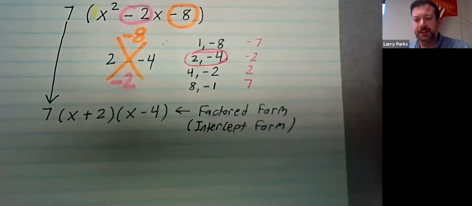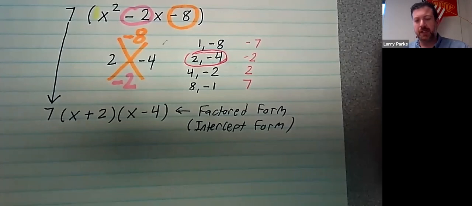Intercept, because they tell us the intercept is really fast: -2, +4. And again, you don't have to do that part yet.